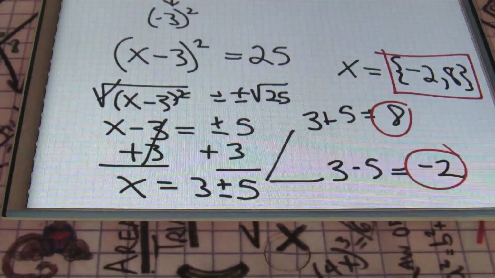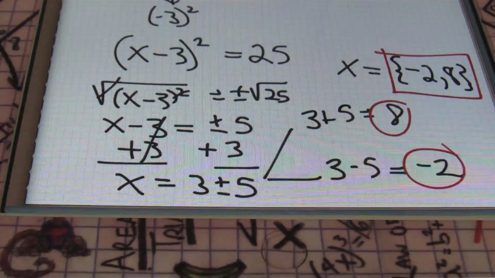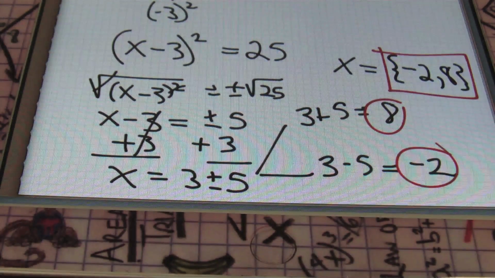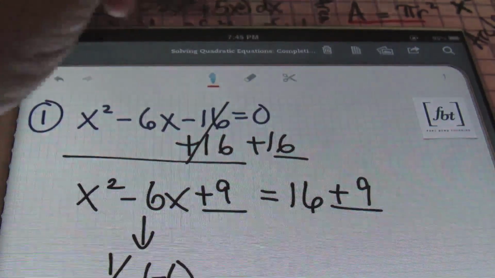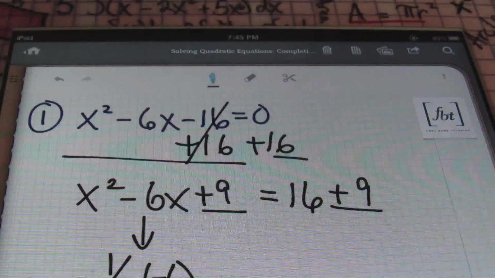So what you need to know is that the solutions are negative 2 and 8. Yep, just like that. That's completing the square, ladies and gentlemen. You follow those steps, you get the right answer, and done. Alright, let's look at some more problems. Alright, on to the next problem, which is problem number 2.